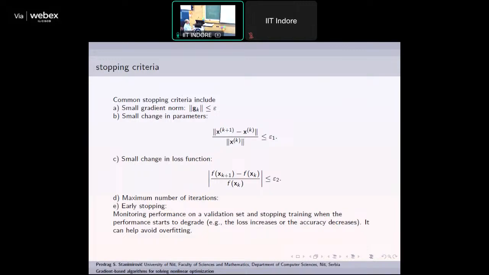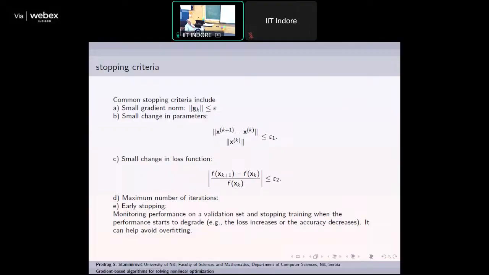First criterion is small gradient norm. Another is small norm of difference between two iterative points. Third criterion is small change in loss function, in goal function, in objective function. Another criterion is maximum number of iterations.